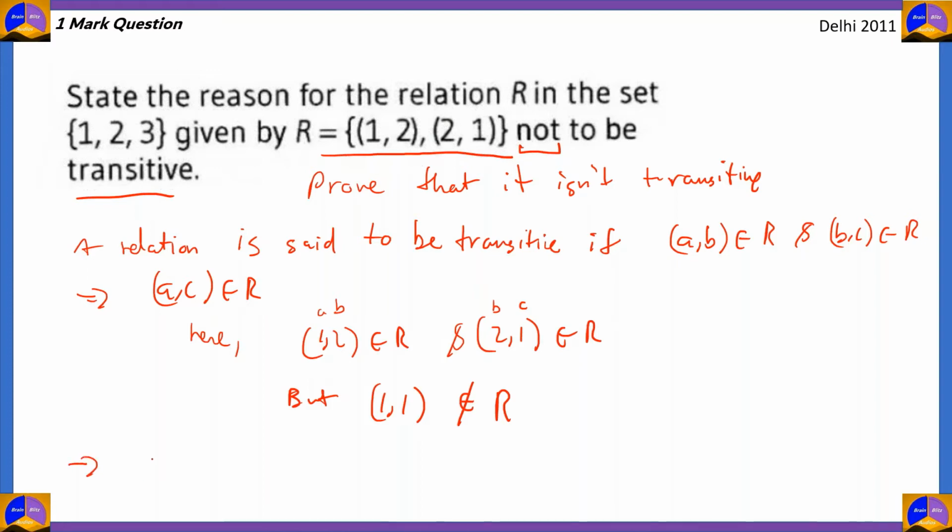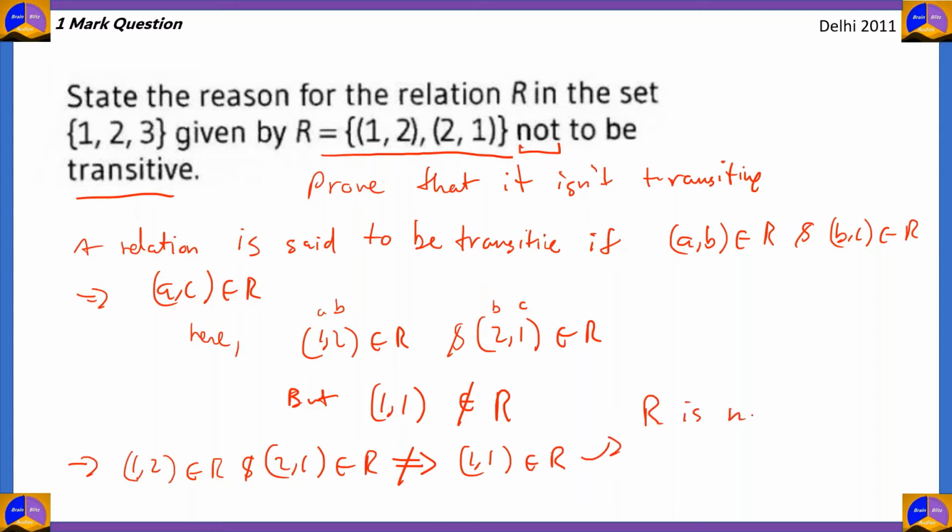So that means (1, 2) belongs to R and (2, 1) belongs to R does not imply that (1, 1) belongs to R. Therefore, R is not transitive, hence proved.